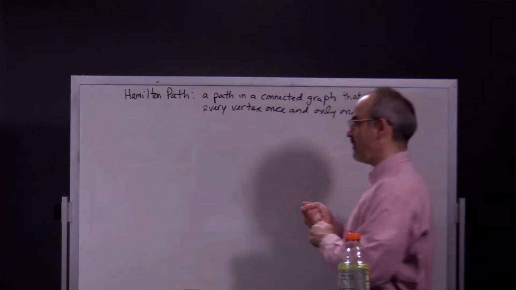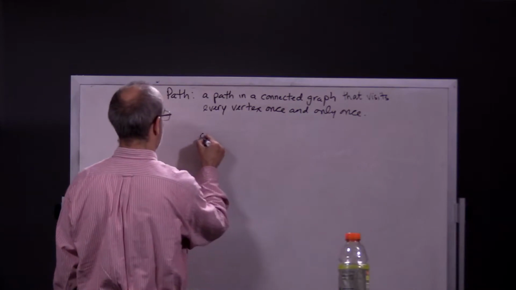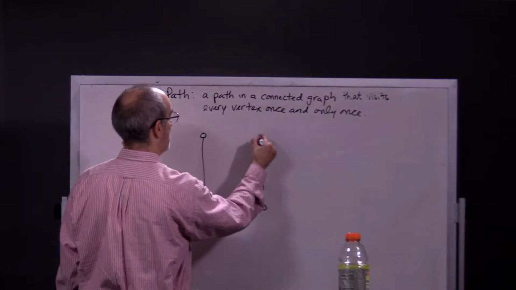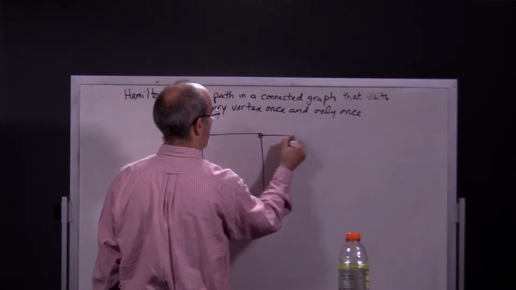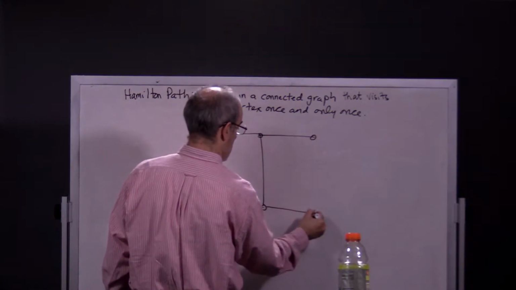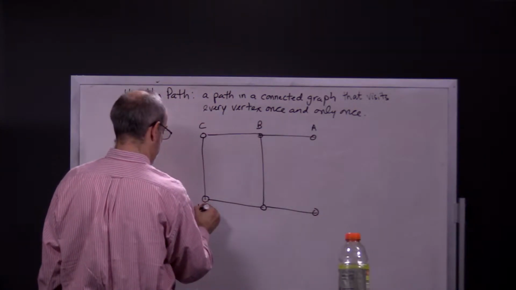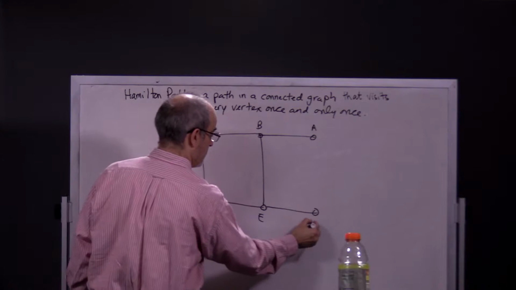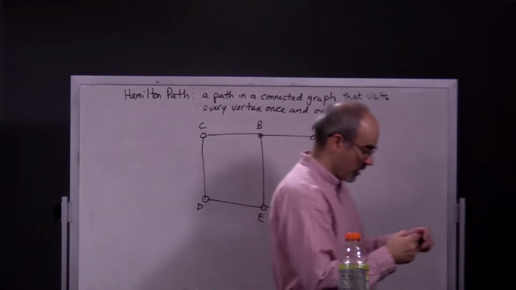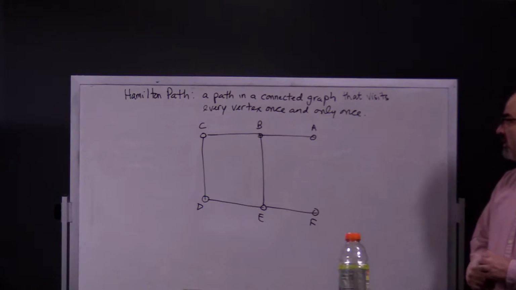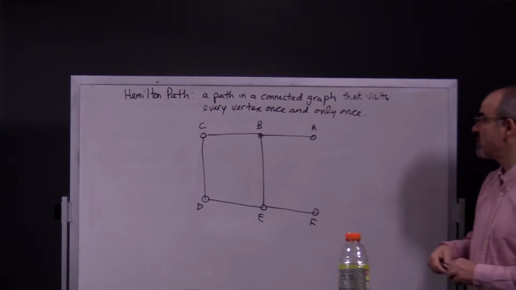Okay, so for an example, I like this example that I made up that I've been using in all of my videos today. I guess it's just a little bit different. So, Hamilton path. A path in a connected graph that visits every vertex once and only once.